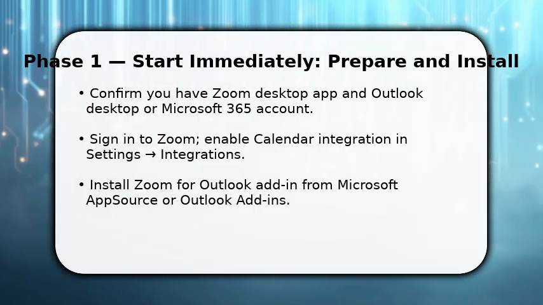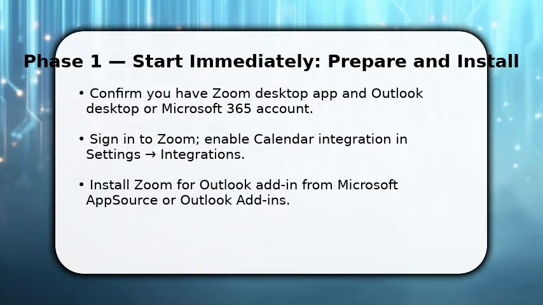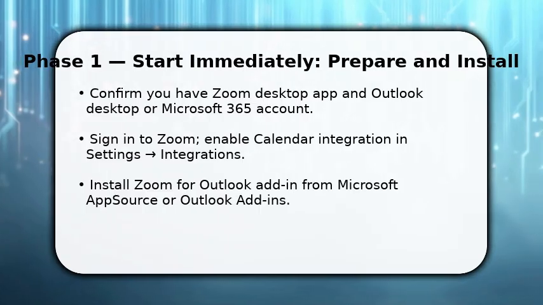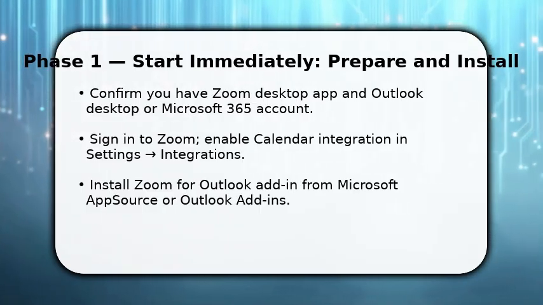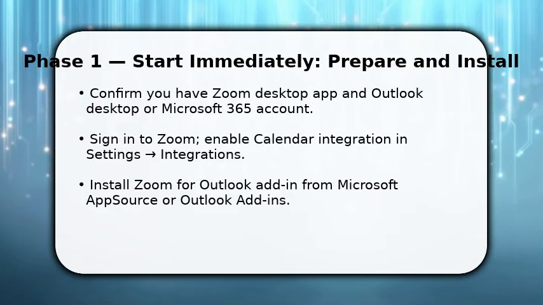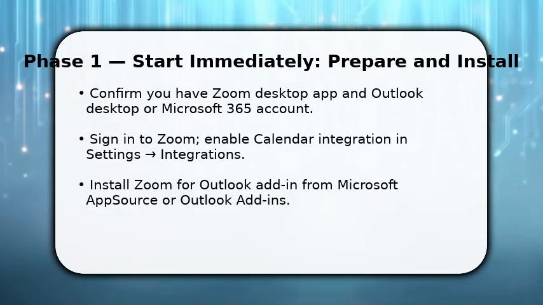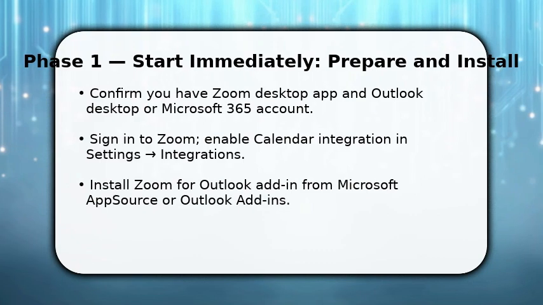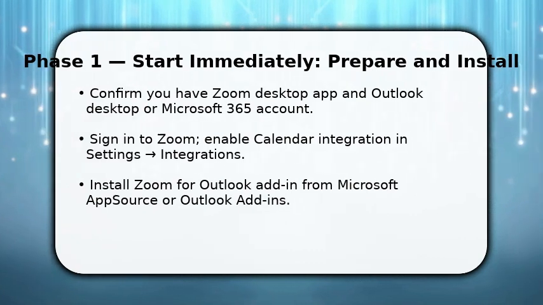Next, open Outlook and add the Zoom add-in from Microsoft AppSource or the Add-ins menu. Install it to your mailbox. Once done, restart Outlook to let the add-in register. These steps make the integration possible. Make sure the same email is used in both Zoom and Outlook for smooth linking.